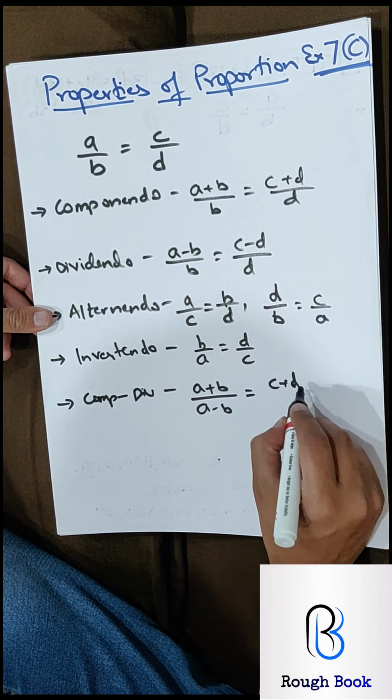I'm just showing you the properties of proportion once again: componendo, dividendo, alternando, invertendo, componendo, dividendo and the dividendo componendo. These two are very, very important. So the next one, this is what we need to prove and this is what is given. So from here, how are you going to reach here?